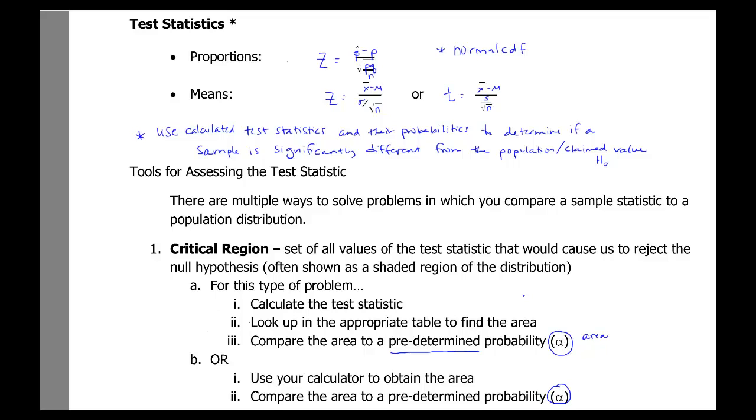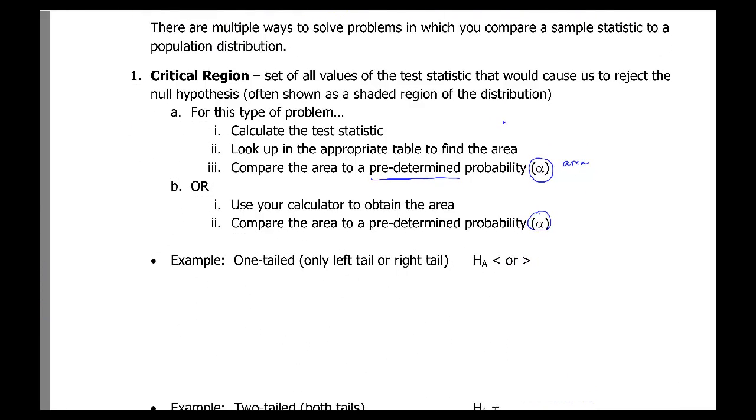We're either going to calculate the test statistic and then find the area that associates with that and compare that area to alpha, which is the predetermined area, or you can just simply plug in a bunch of numbers into your calculator to get the area directly and then compare that to alpha. So let's look at a couple examples.